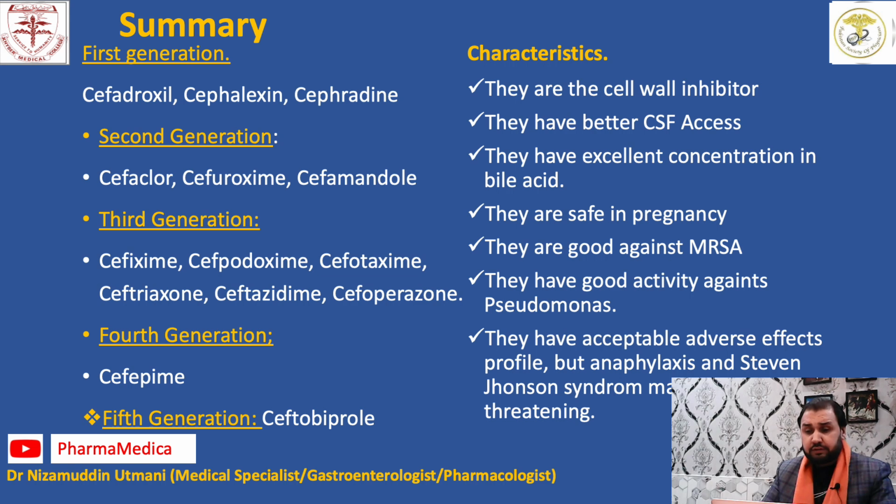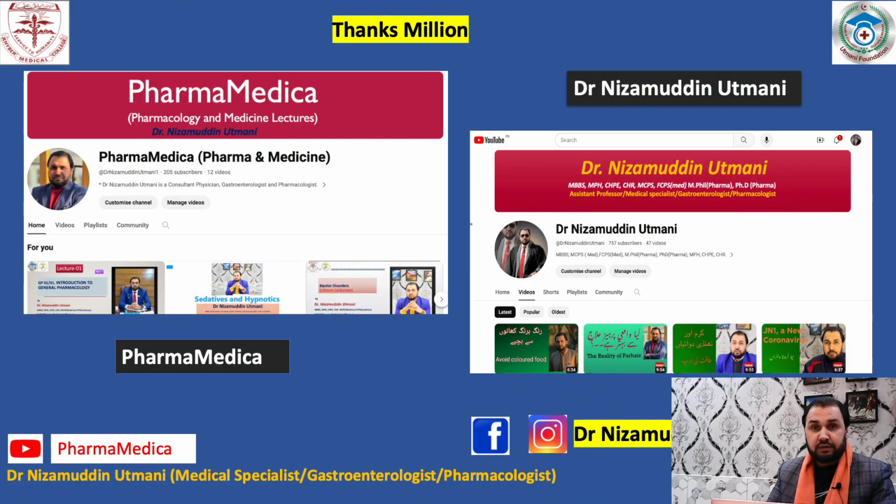They have better CSF access, especially ceftriaxone and cefuroxime. They have excellent concentration in the bile, especially ceftriaxone and cefuroxime. Safe in pregnancy, good against the MRSA. They have very good activity against Pseudomonas, like ceftazidime. And for the MRSA, we use the fifth generation. And they have acceptable adverse effects, except the Stevens-Johnson reaction and the anaphylaxis. The rest of their adverse effects are acceptable.